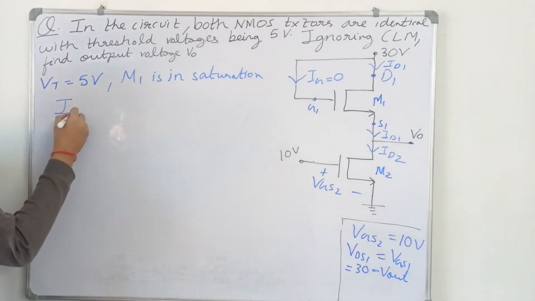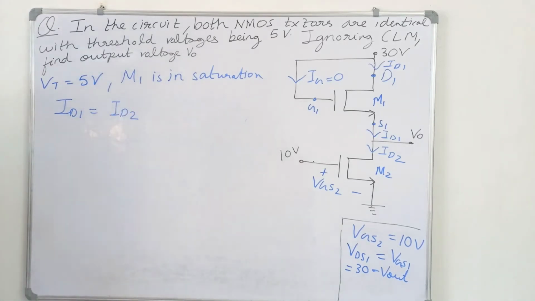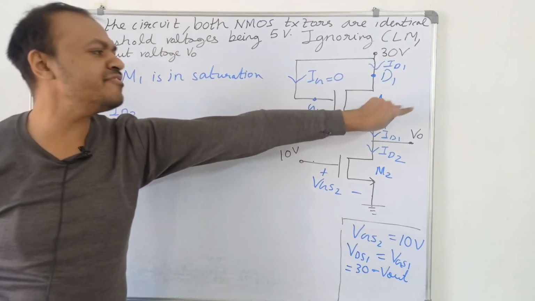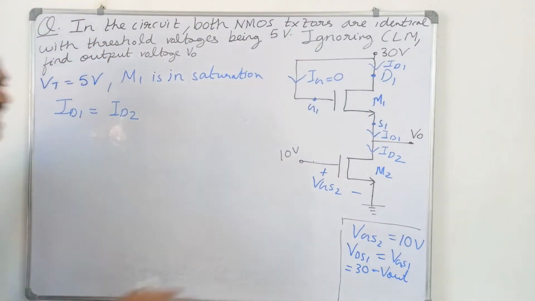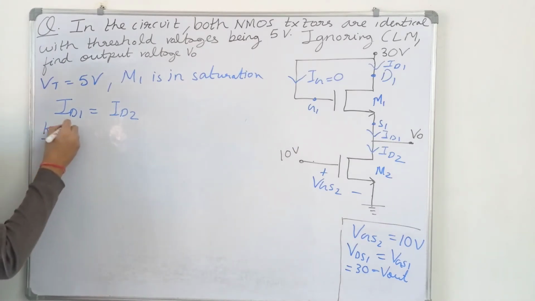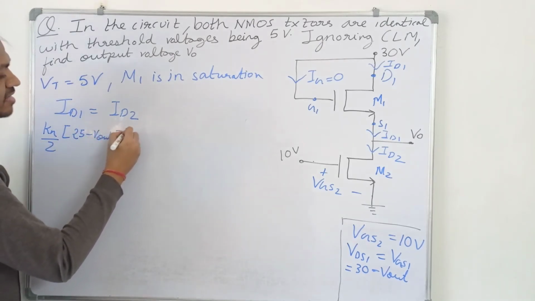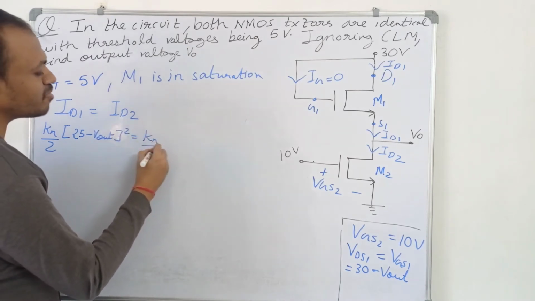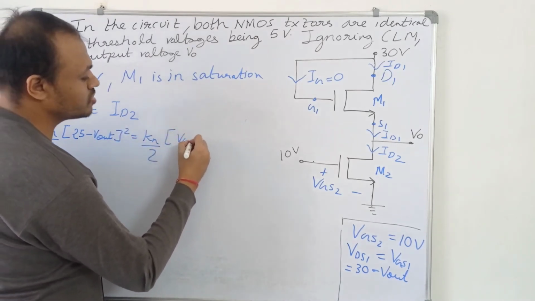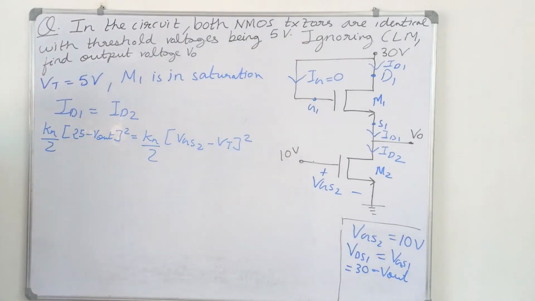ID1 will always be equal to ID2 because both the transistors are in series. M1 we already know is in saturation, and M2 we are assuming is in saturation. So the formula will be Kn upon 2 times (25 minus Vout) squared is equal to Kn upon 2 times (VGS2 minus Vt) squared. Kn upon 2 and Kn upon 2 will cancel each other.